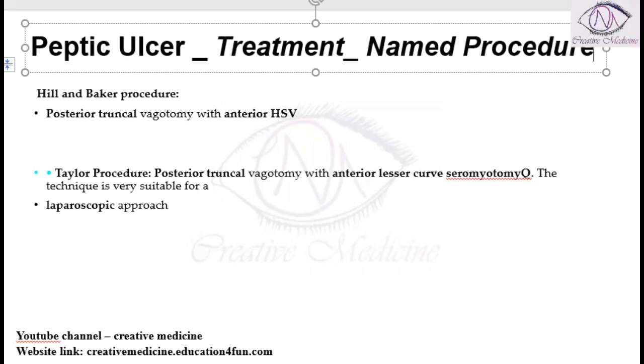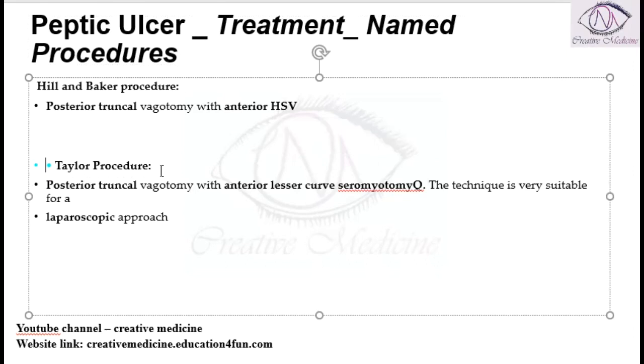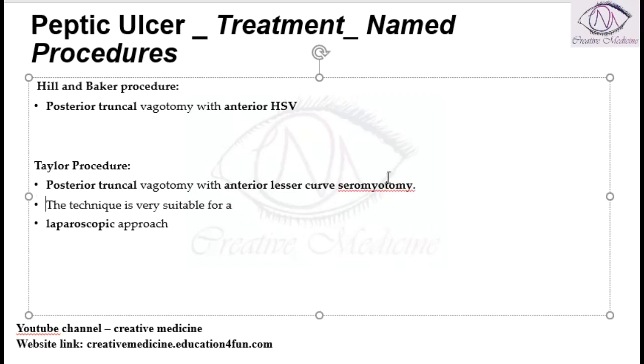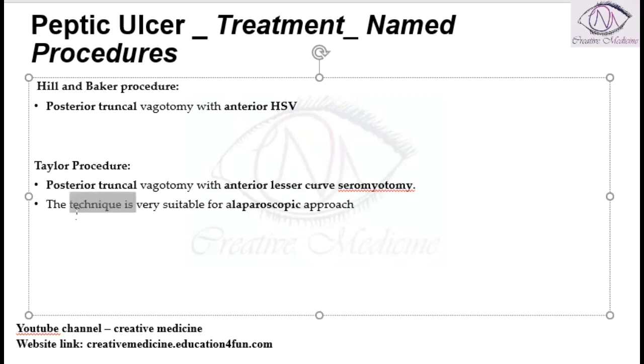Then we have second type, which is called as Taylor's procedure. In Taylor's procedure, a truncal vagotomy is done. Along with that, a lesser sac seromyotomy is done. Okay, truncal vagotomy. Along with that, you will remove the muscle present in the lesser sac. So this is suitable for a laparoscopic approach. So this is called as Taylor's procedure.